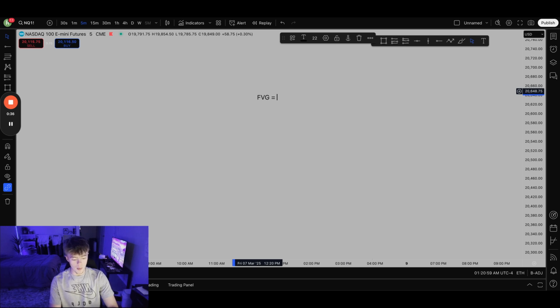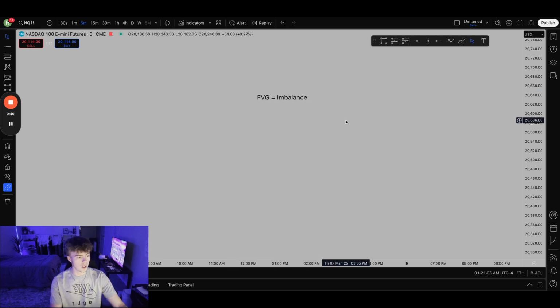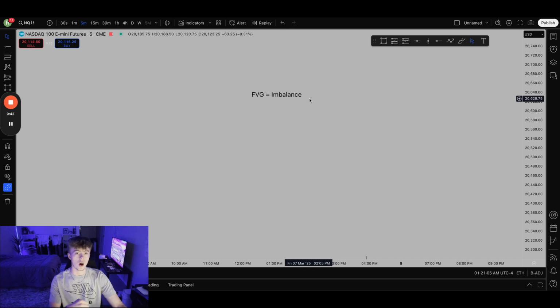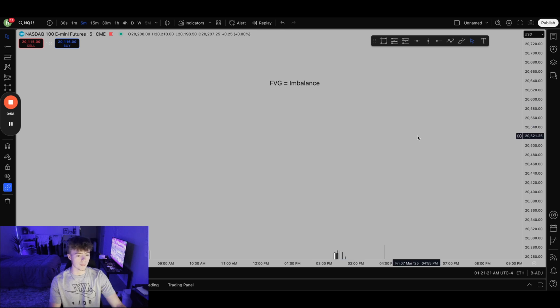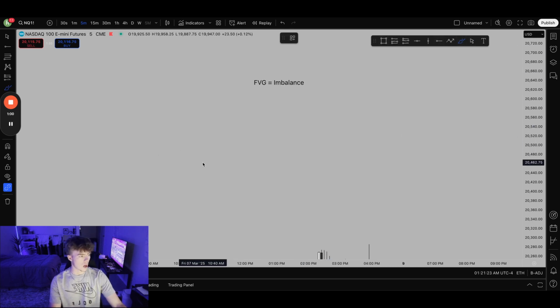A fair value gap is an imbalance within the market. So basically, price action always wants to balance out typically, right? So there's always discrepancies with every theory and everything like that, right? So when an imbalance occurs within the market, price most likely wants to go balance that imbalance, right? Hence the name. So I'm going to go ahead and draw one out for you guys here.